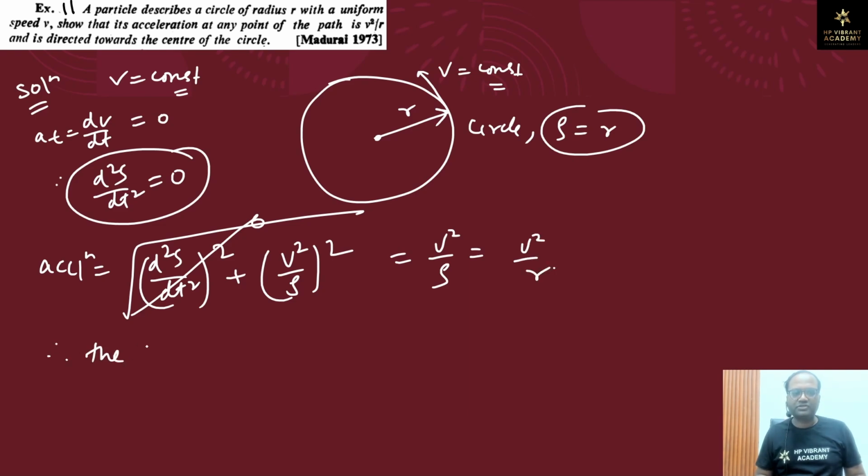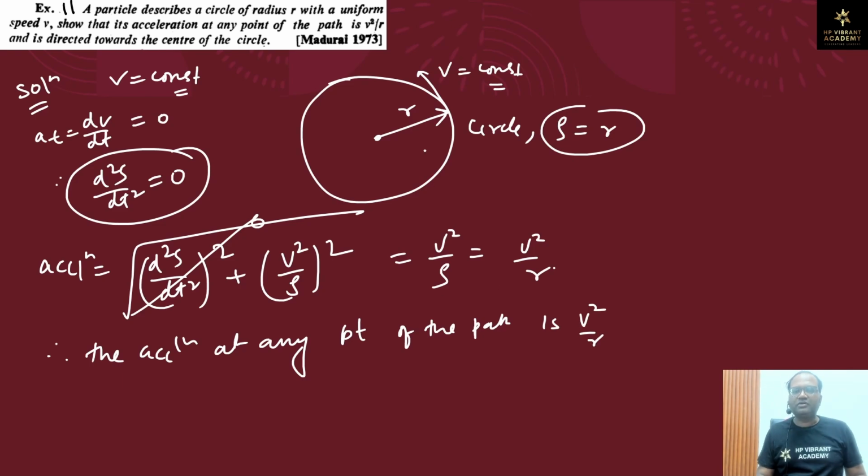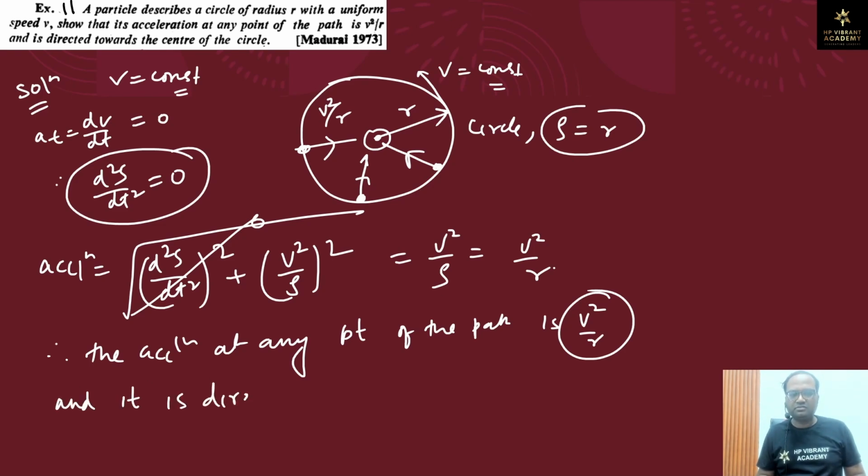So the acceleration at any point of the path is v square upon rho. Since the acceleration is v square upon r, it will be directed towards the center. At any point, the acceleration is directed towards the center. Let us take any point on this circle. The acceleration will be directed towards the center of the circle and it will be equal to v square upon r.